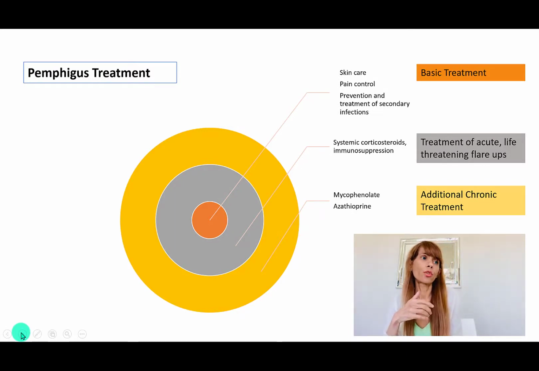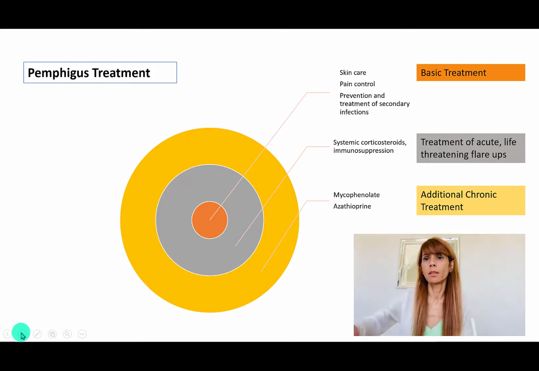This slide is basically showing the treatment for pemphigus, which is just an overall treatment. The basic treatment is going to be skin care, prevention of infections, and pain control. The next line is going to be systemic corticosteroids and immunotherapy or immune suppression. And the next line would be the biologic agents, which is basically additional chronic treatment in the form of mycophenolate and azathioprine, which are basically biologic agents.